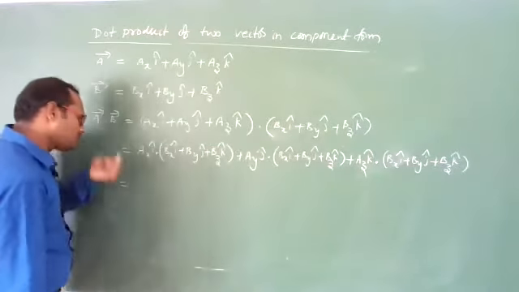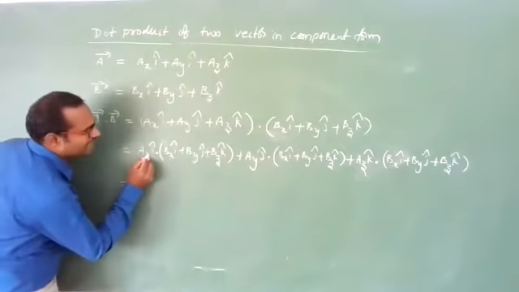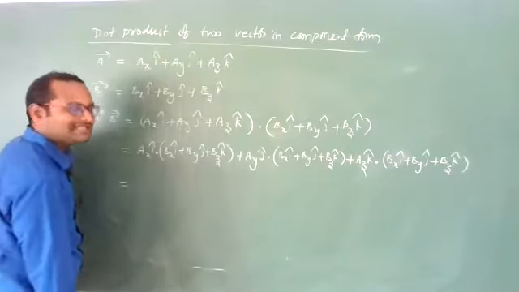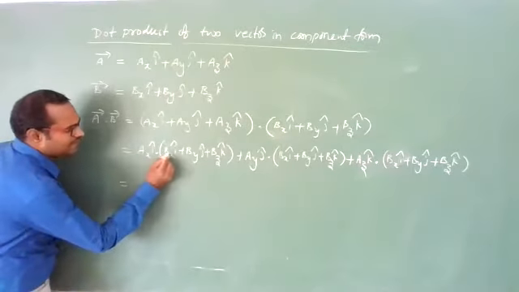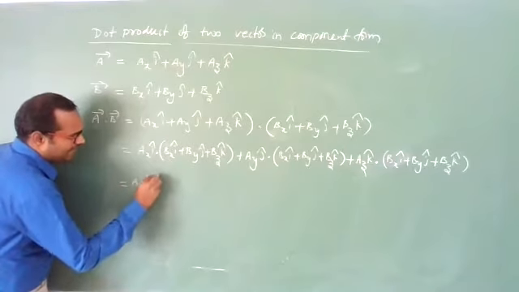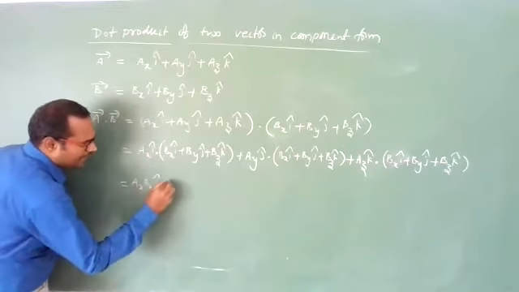Students, now with this ax i cap, we should multiply each and every term of this bracket. Let us multiply ax into bx. You will get ax into bx, i cap dot i cap.